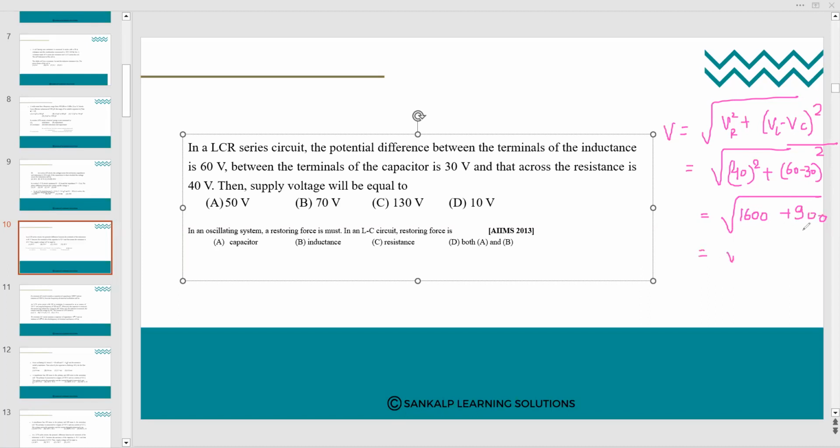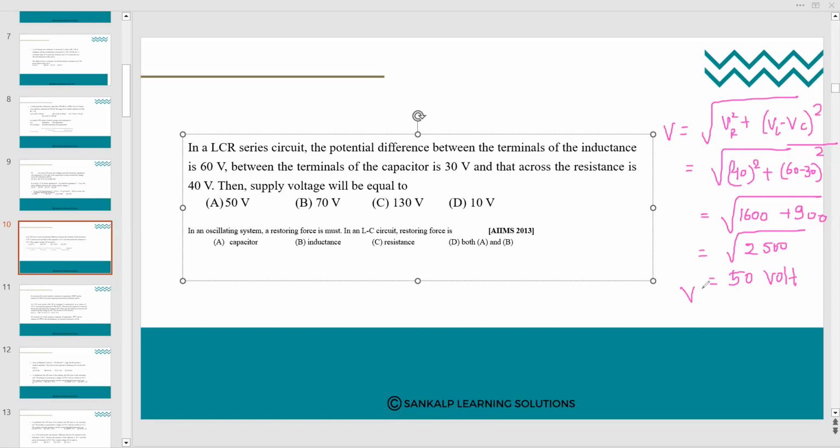Therefore, this is equal to the square root of 2500, which is 50 volt. So V is equal to 50 volt. Correct. So therefore, option A is the correct answer.